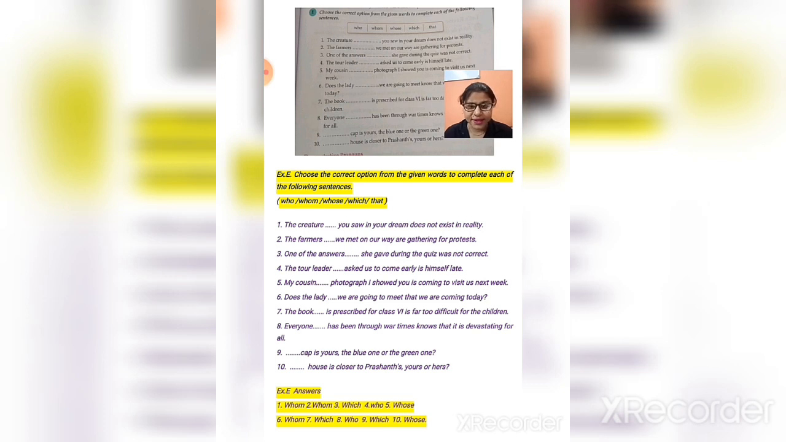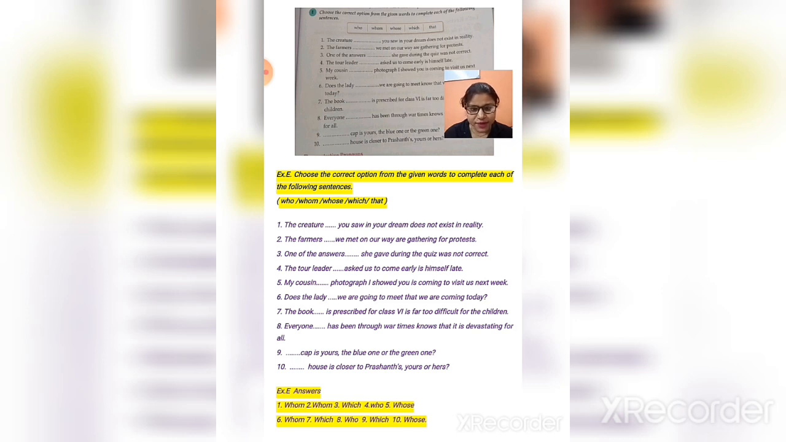See, the first is: the creature dash you saw in your dream does not exist in reality. The words are who, whom, whose, which and that. The answer is whom. So the creature whom you saw in your dream does not exist in reality. Then the second says: the farmer whom we met on our way are gathering for protest. So the answer will be whom.